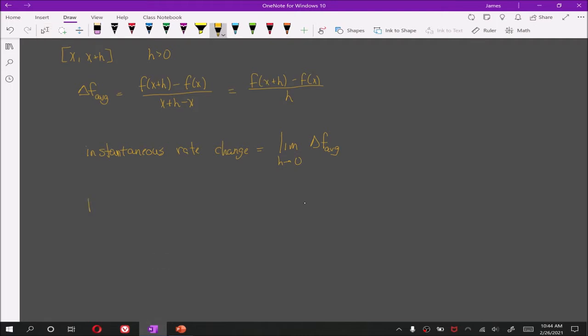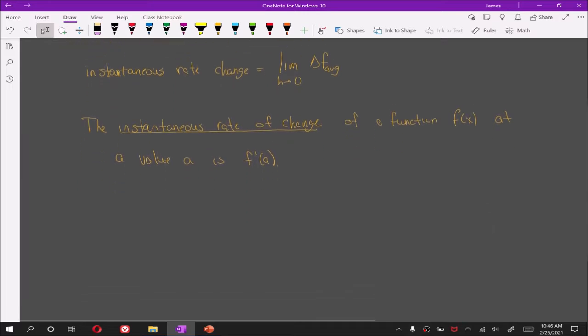So we say that the instantaneous rate of change, that is, the rate of change at that instant, of a function f of x at a value a is f prime of a. It is the derivative of f at a.